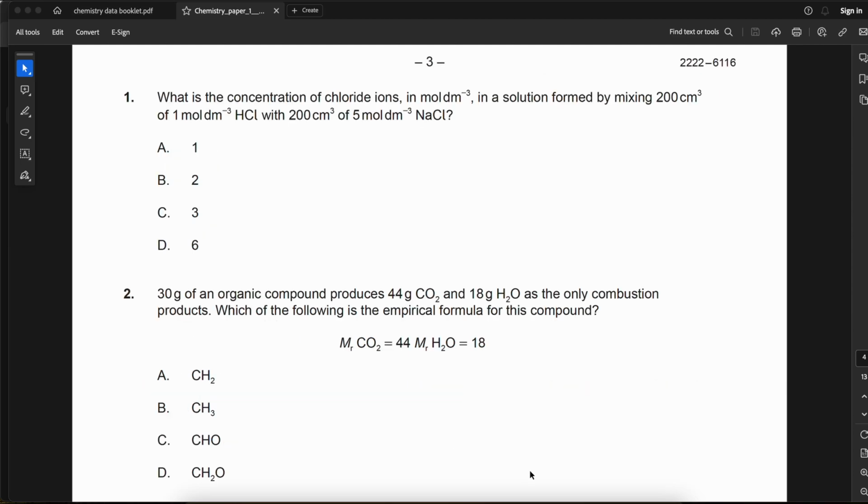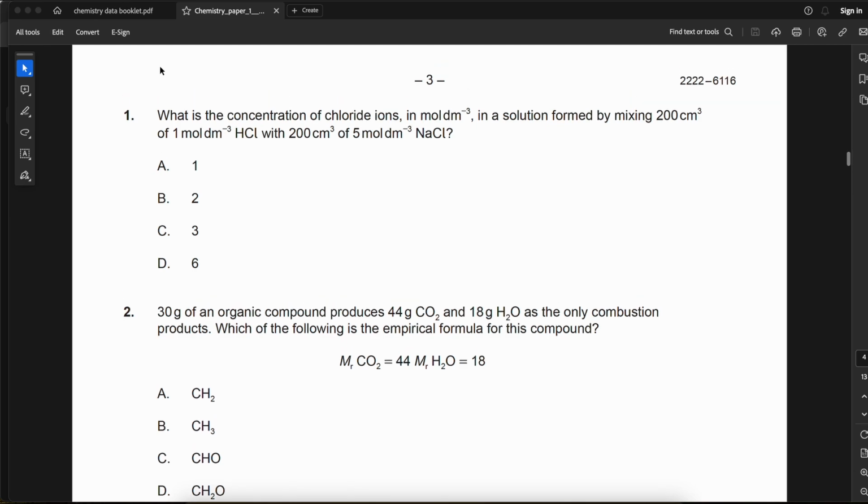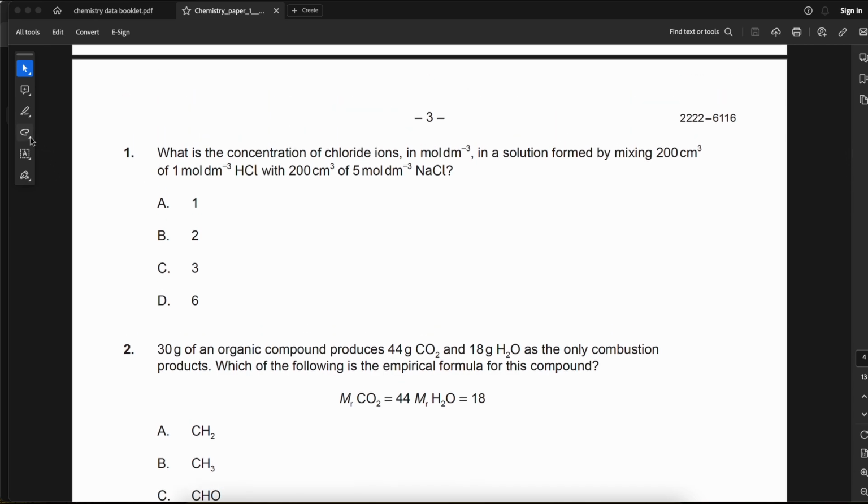What is the concentration of chloride ions in mole per decimeter cube in a solution formed by mixing 200 centimeter cube of 1 molar HCl with 200 centimeter cube of 5 molar HCl? Okay, we need to calculate the number of moles of Cl minus in HCl by doing C times V.